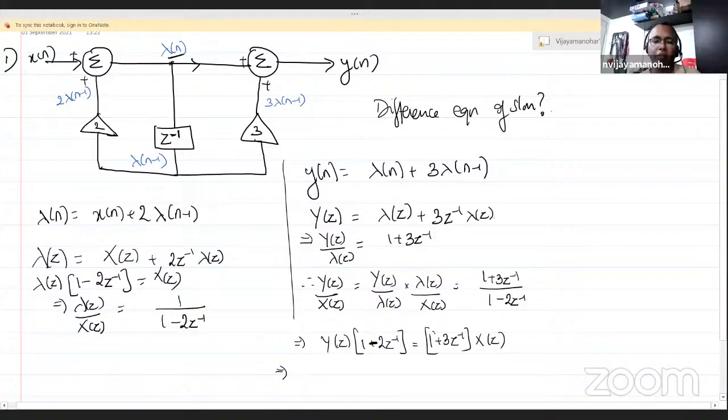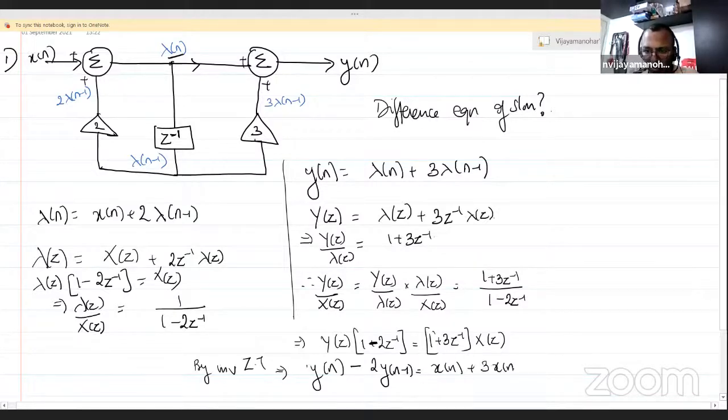Now if I take the inverse z transform, what will I get? Y of z will give me y of n, minus 2 y of z z inverse, so that will become 2 y of n minus 1, is equal to x of n plus 3z inverse x of z, which will become 3 x of n minus 1. So this is the solution.